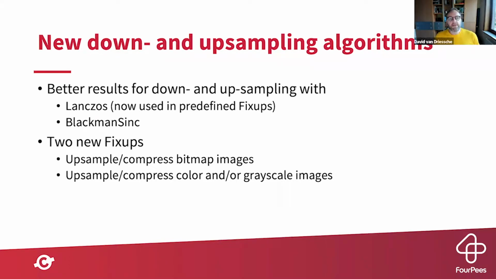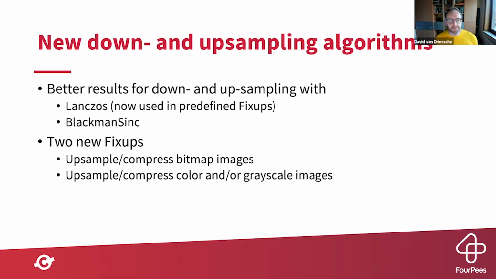Something else is that you could, of course, always downsample images in pdfToolbox. What fewer people know is that you could also upsample images. You just have to set the correct parameters in pdfToolbox in order to do so. In pdfToolbox 13, there are two new fix-ups that are explicitly called Upsample Compress and then a type of image. This is mostly to make it clear what is going to happen there and make it easier for people to find it.